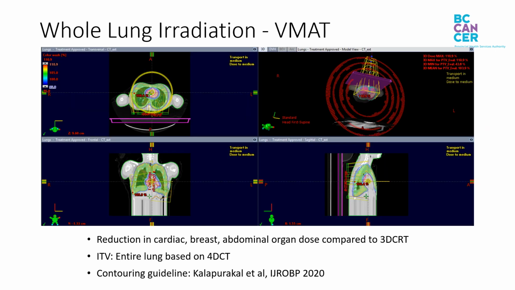This is an example of a VMAT plan for our patient. We prefer VMAT at our center because it can reduce dose to the heart, the breast, and abdominal organs in comparison to AP/PA style or 3D conformal radiotherapy. And we use an ITV encompassing the entire lung based on the 4D CT. The contouring guidelines are available in Kalapurakal et al., Red Journal in 2020.